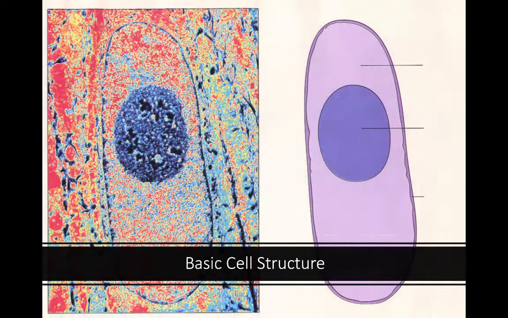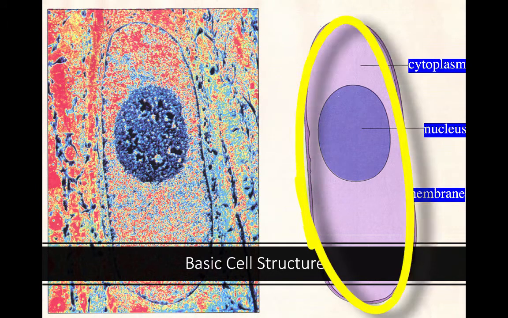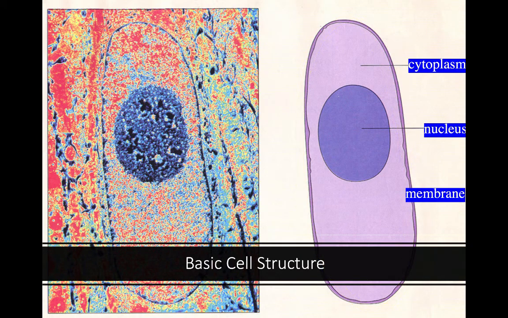The basic cell structure includes the cell membrane, the nucleus, and the cytoplasm. The cell's membrane is also known as the plasma membrane, the phospholipid bilayer, or the cell envelope. It is a flexible outer coating that packages everything up into a nice little room or cell. The cell membrane, through a series of mechanisms, also determines what is allowed to enter and exit the cell.